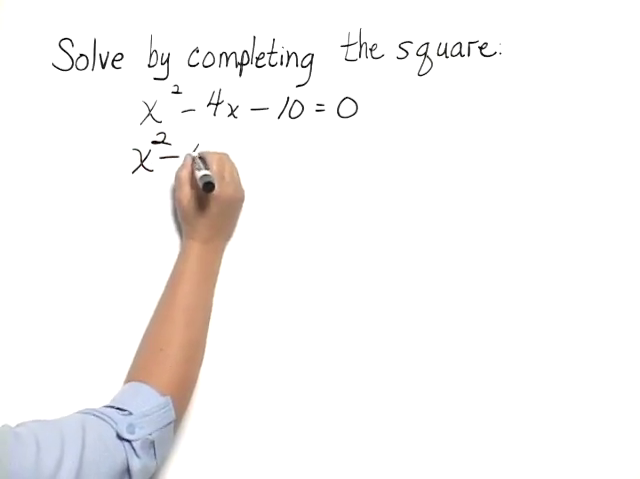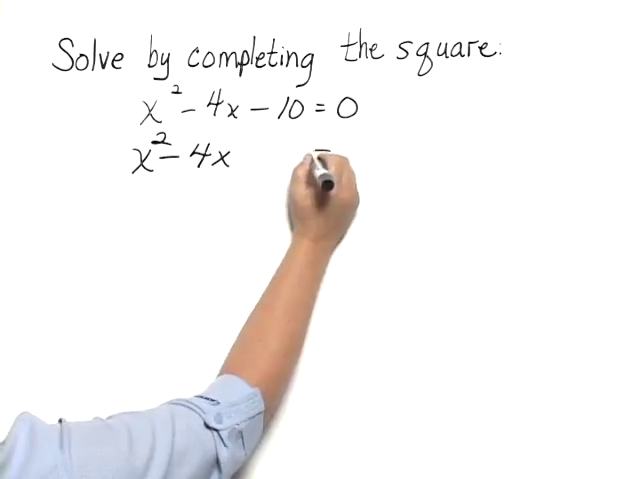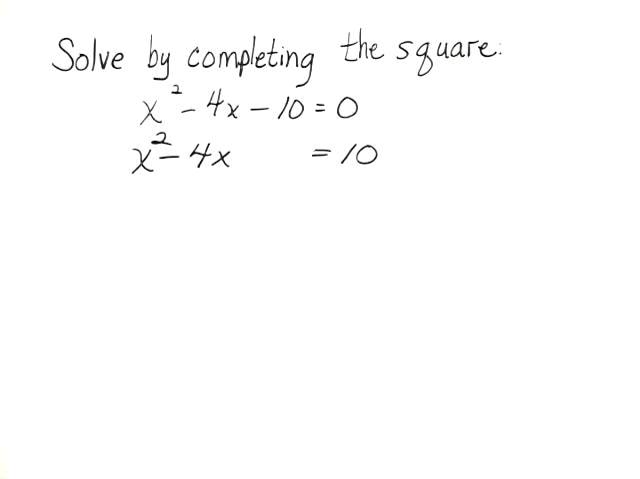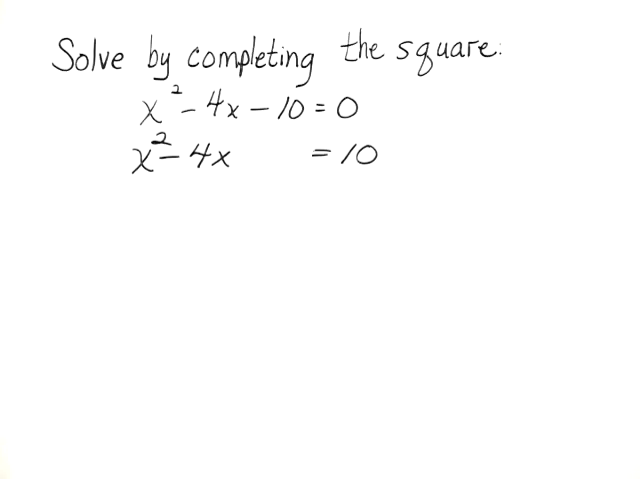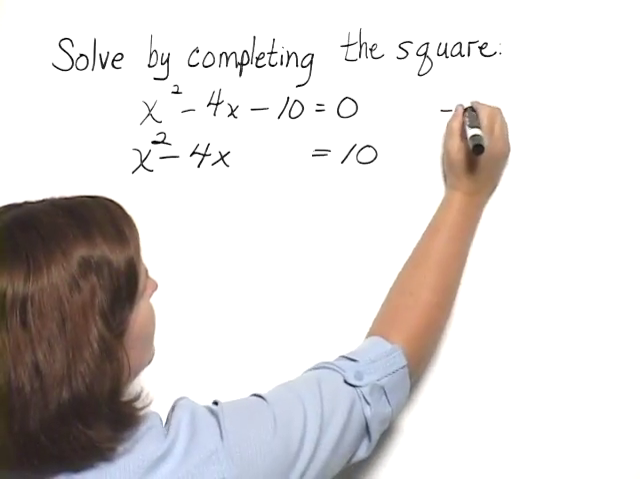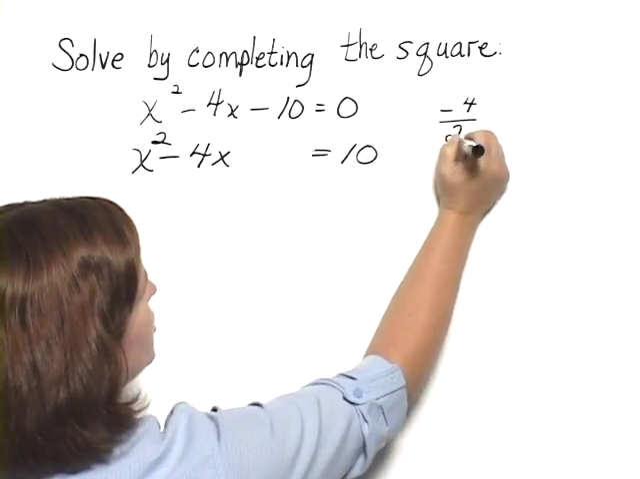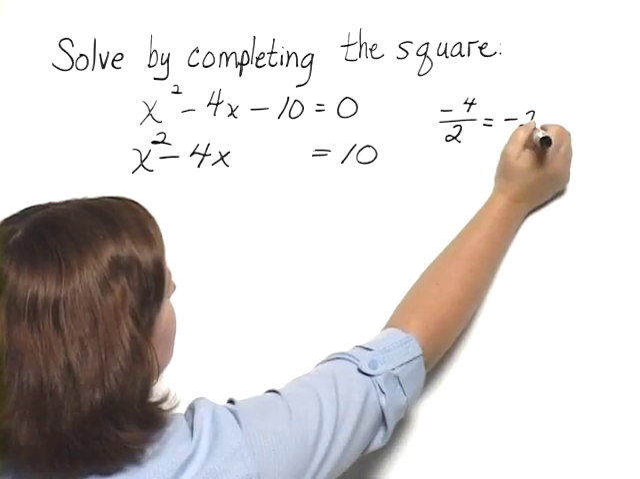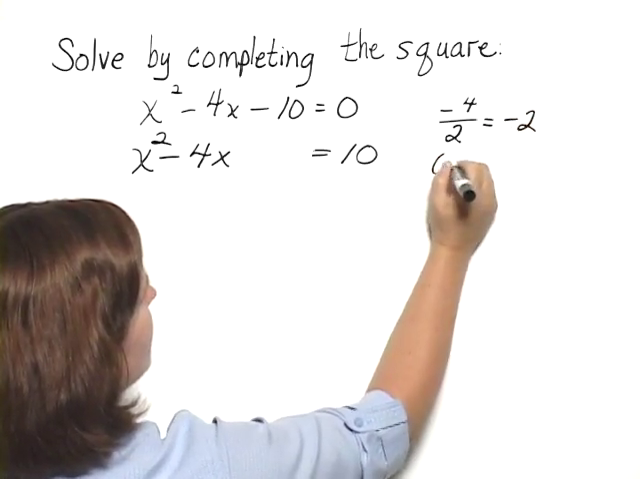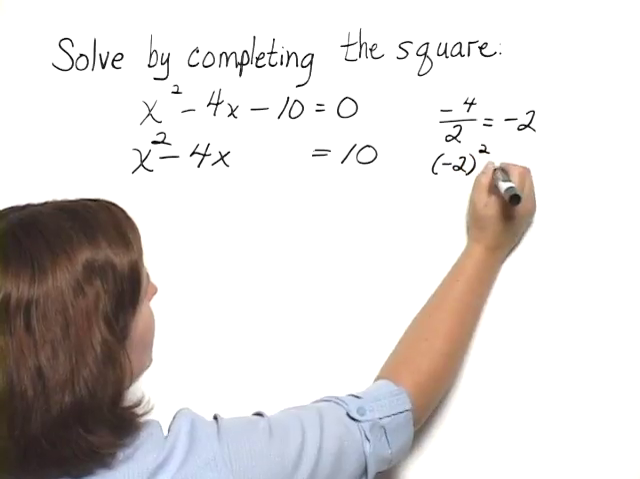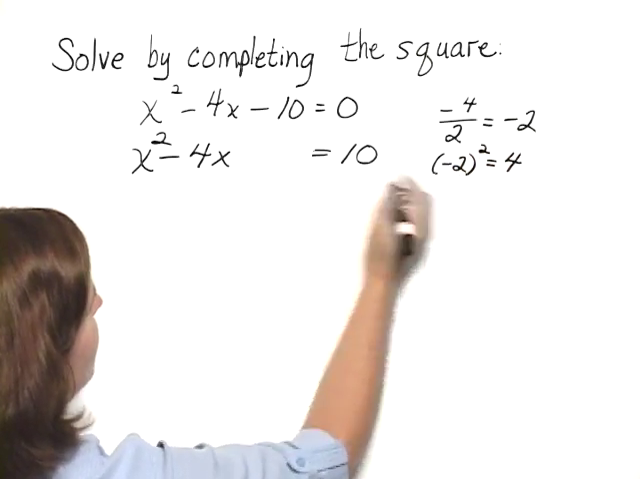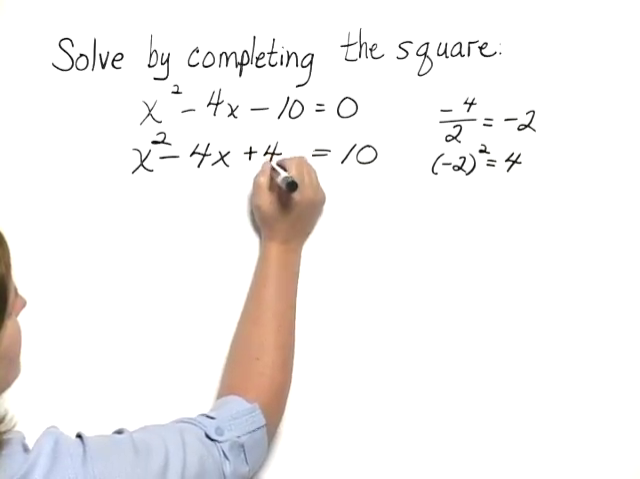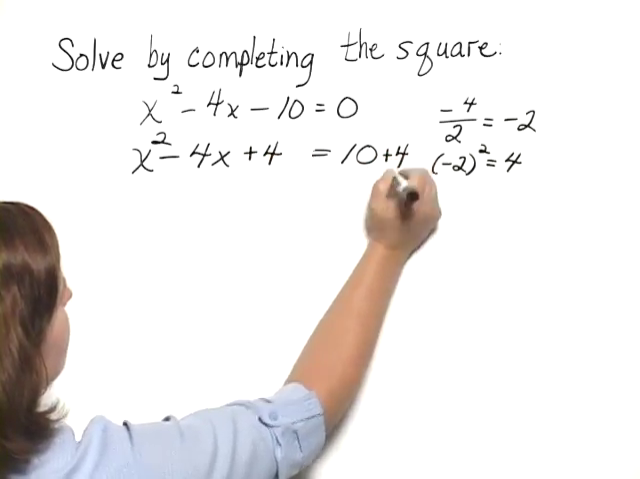That gives us x squared minus 4x equals 10, and I've left space because I need to add something when I complete the square. To determine what to add, I look at the coefficient of x, which is negative 4. I take negative 4, divide by 2, that gives me negative 2. I take this answer, negative 2, square it, and get 4. So 4 is the number I want to add. I add it to this side of the equation, and I add it to this side of the equation.